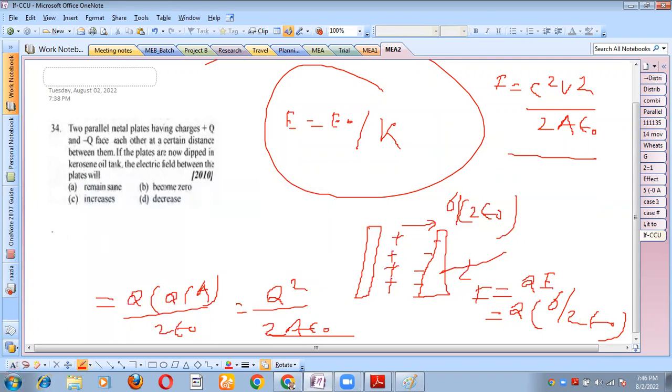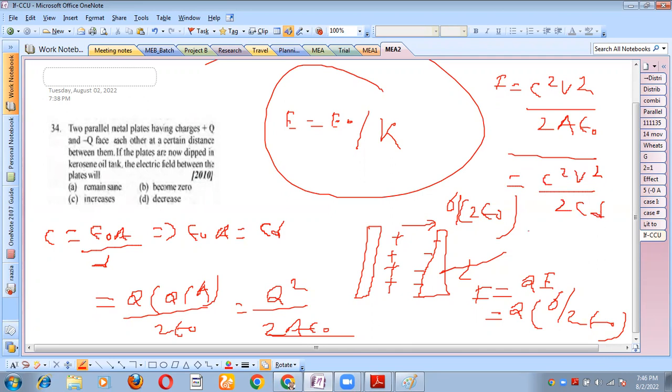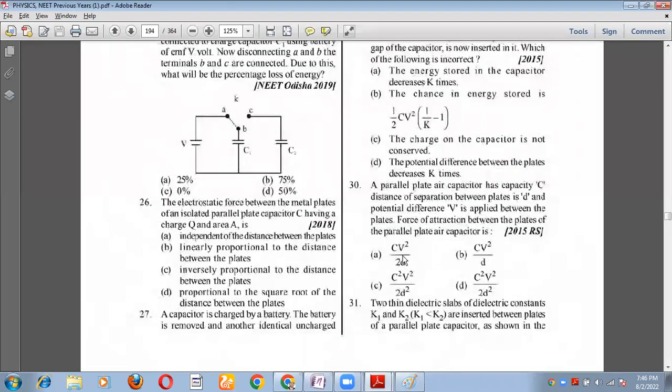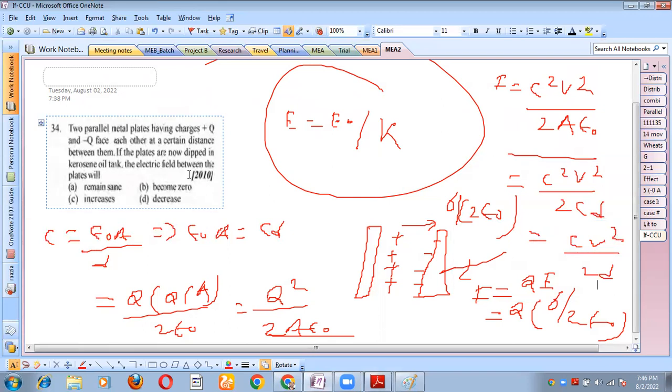C is equal to epsilon naught A by D. So epsilon naught A will be, from here you can write epsilon naught A equal to CD. So if you put the value, C square V square by 2 CD, so C and C will be cancelled out. You will get CV square by 2D, right? So correct option is A. A is correct option. Understood this one?